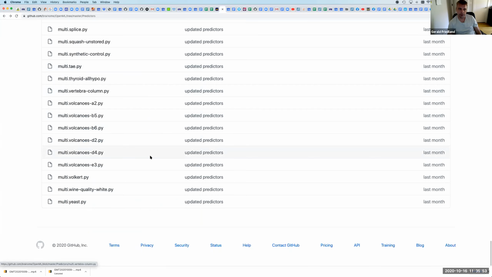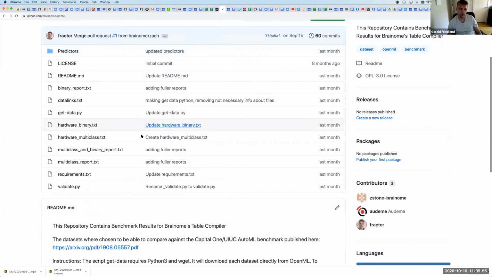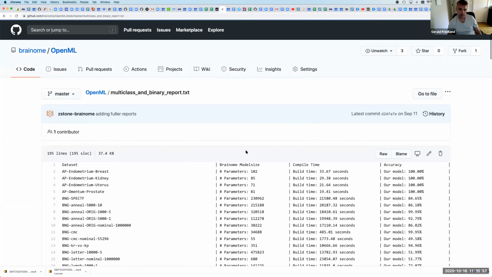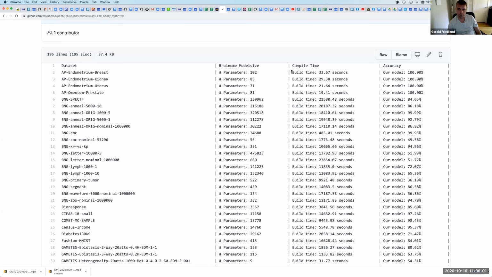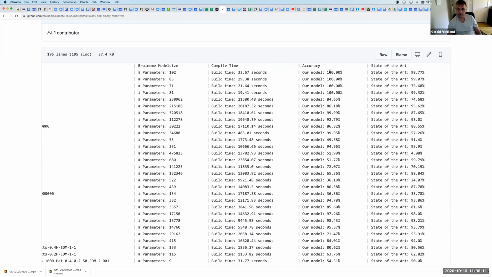Yeah, and then we compare that to the state of the art. You can take a look here. There's a report file. And it basically says, well, for example, most of these files are built within seconds. So you directly download the CSV from the OpenML. It takes 33 seconds, 30 seconds, 21 seconds. Our model in this case gets 100%. Well, yeah, I think these simple models are all overfitting anyway, right?